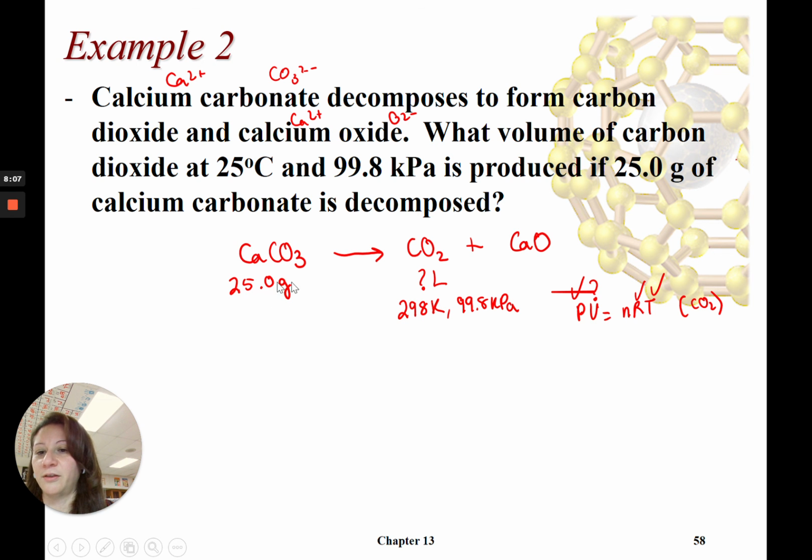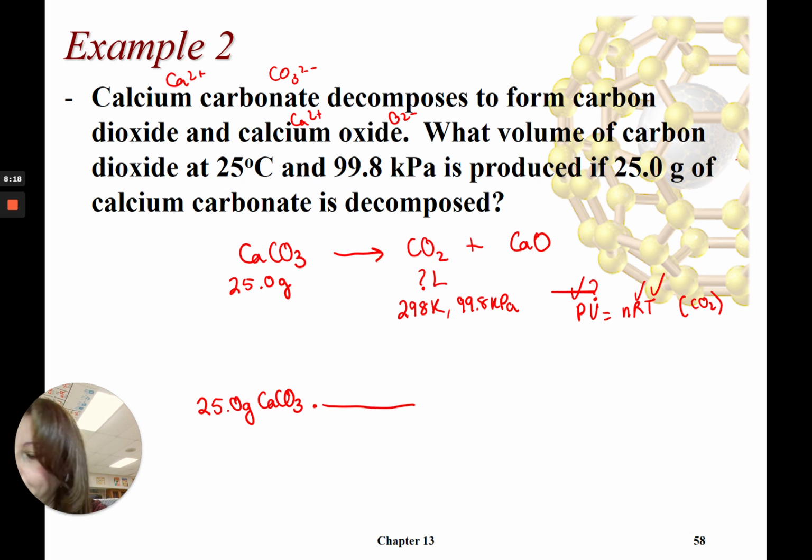So we're going to start with this and find the moles of that calcium carbonate. So I have 25.0 grams of CaCO3. I can use my molar mass. 1 mole of calcium carbonate on top, grams of calcium carbonate on the bottom. We're going to add a calcium, which is 40.08, plus a carbon, which is 12, and then 3 oxygens, 16 each. That is 100.1 grams. And now I get moles of calcium carbonate.